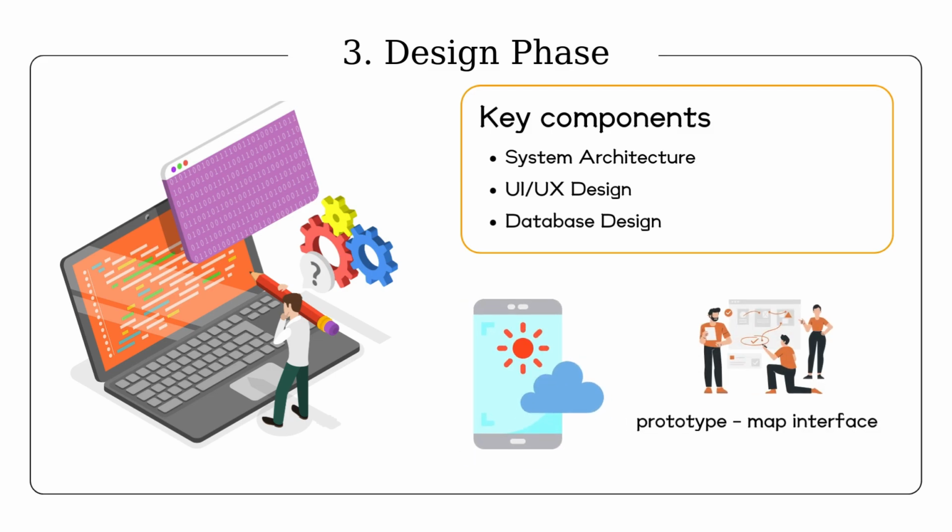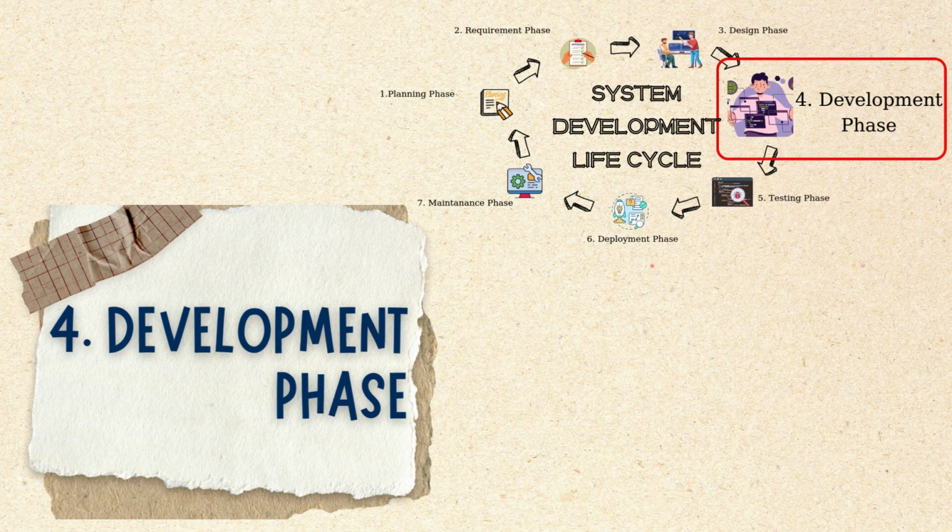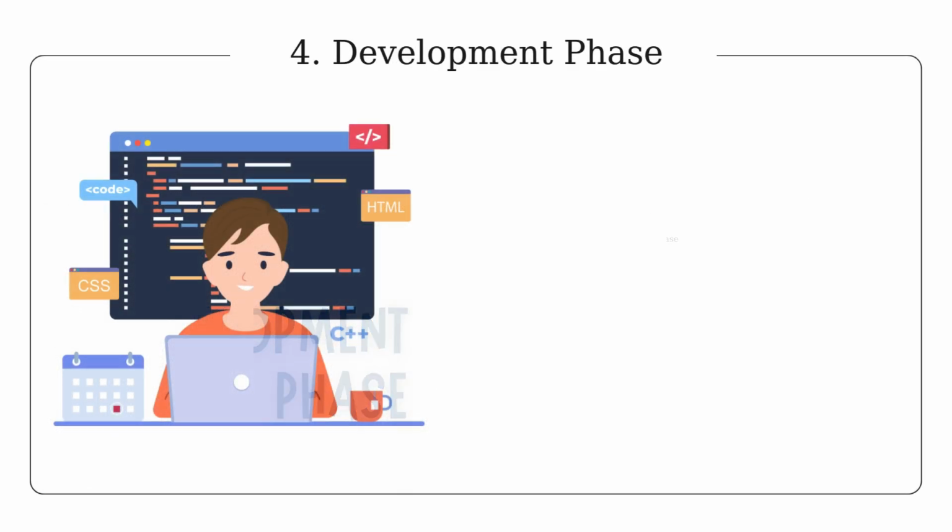For the weather app, designers might create a prototype showing a map interface with live updates, a search bar, and weather icons. Next comes the development phase. Here's where the action happens. Developers take the design and write the code to bring it to life.